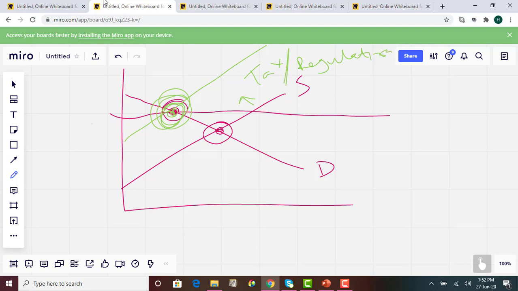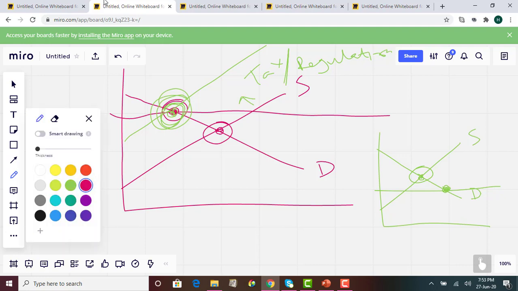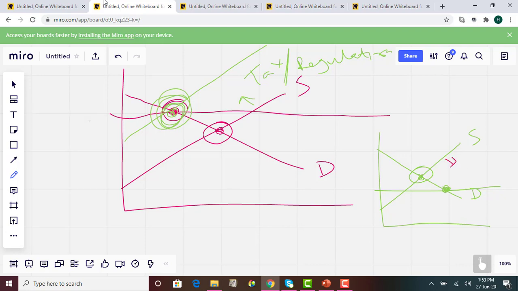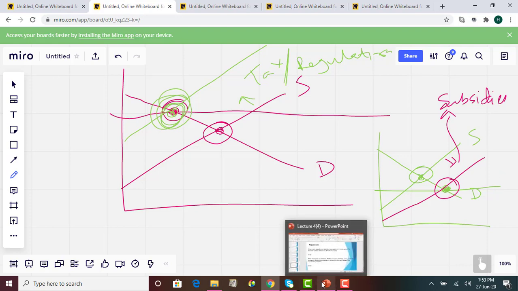Similarly, government can create positive externality. Let's say we again have a demand and supply curve, and let's say the market is actually operating here, whereas this is the equilibrium. In this case, the government can give subsidies, the supply curve will shift to the right, and we come to this equilibrium. So this is in case of subsidies, which is in case of positive externalities or merit goods. So hope that helps you understand how the government can correct negative externality or positive externality and bring about more welfare in the society.